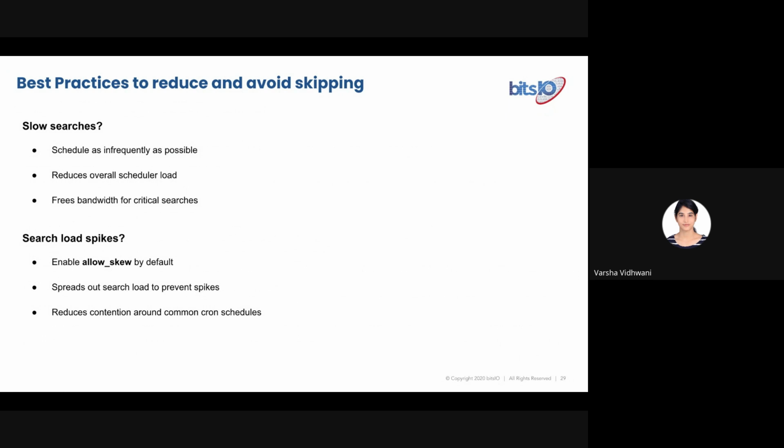Second, if we are seeing any sudden spikes in search activity, we can enable the allow queue, which will help distribute that load more evenly. It will prevent large bursts and reduce contention around popular cron schedules, like every 5 minutes, or 2:15 p.m. or a.m., or 6 o'clock in the evening, things like that.